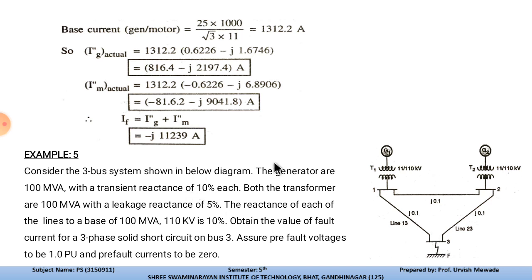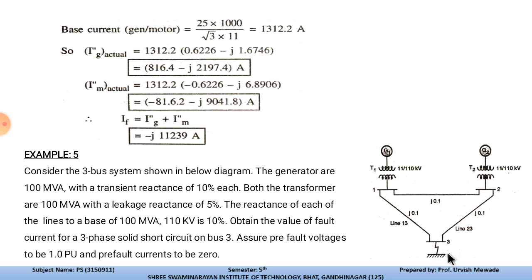So the generators are each 100 MVA with a transient reactance of 10%, so both have the same transient reactances, and both transformers are 100 MVA with a leakage reactance of 5%. The reactance of each line, to the base of 100 MVA and 110 kV, is 10%. Obtain the value of the fault current for a 3-phase solid short circuit on bus number 3.